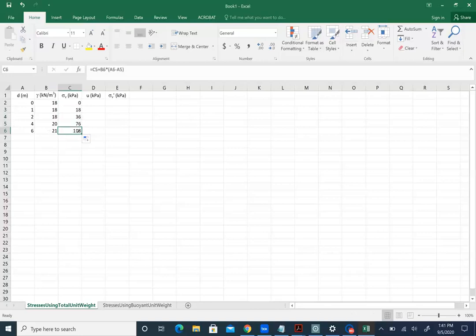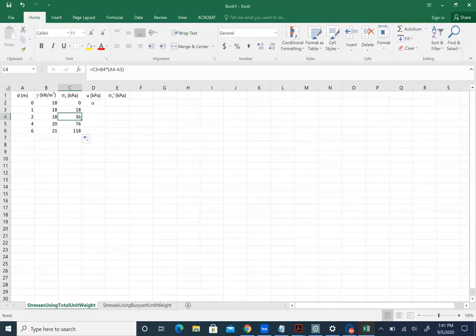And now you can see down here, the reason why I put a 21 in this cell is because we're doing 21 times 6 minus 4. The reason I put an 18 in this cell is that this number is equal to the previous stress plus 18 times 2 minus 1. So we're integrating on the interval from 1 to 2.